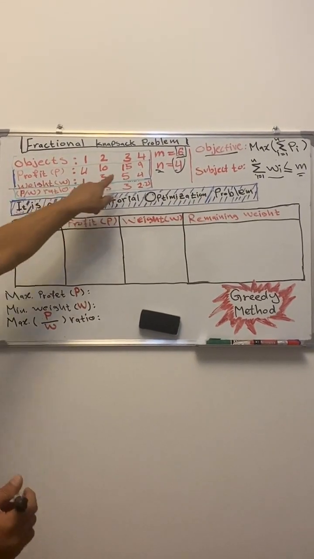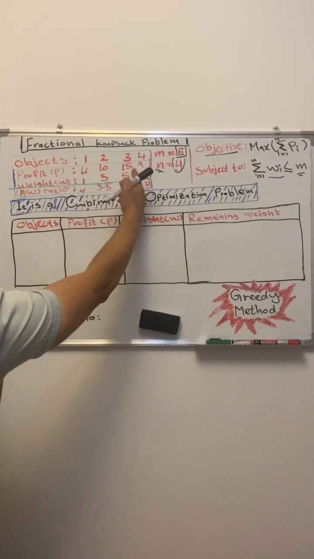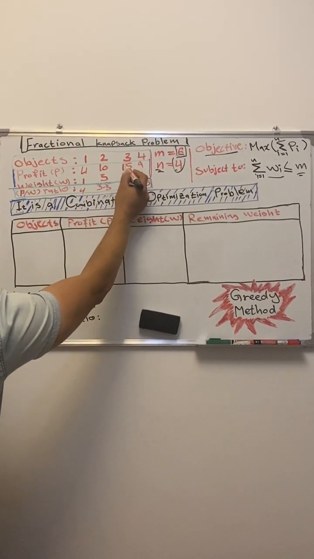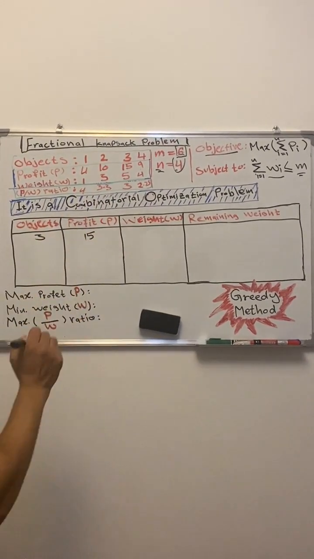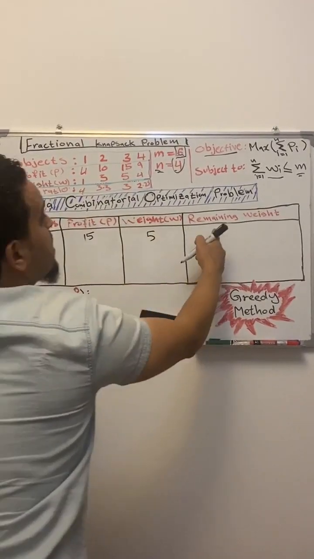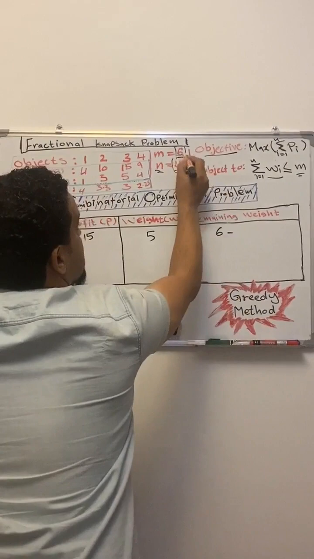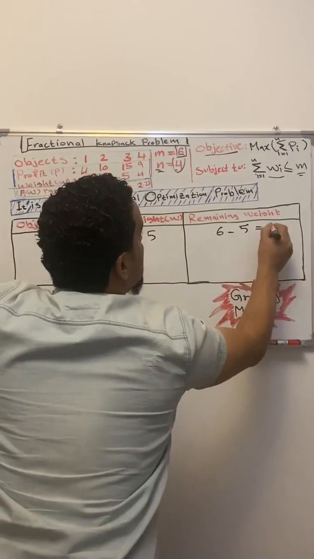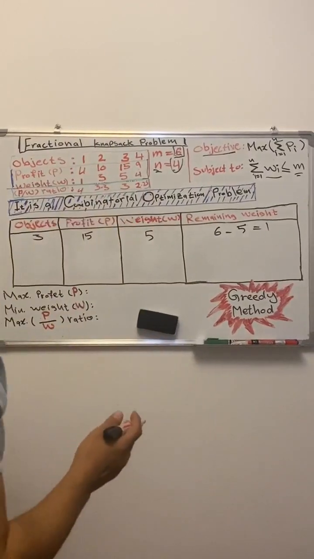So let's start with the first one, if we take into account the profit. Which object has the biggest profit? This one, 15. 15 is object number 3, with the profit 15. What is the weight? 5. So what is the remaining weight? We have 6 minus 5. We are left with only 1, let's say kilogram.